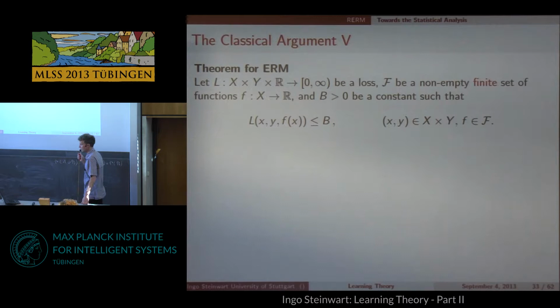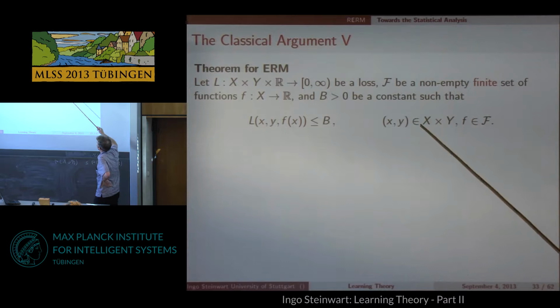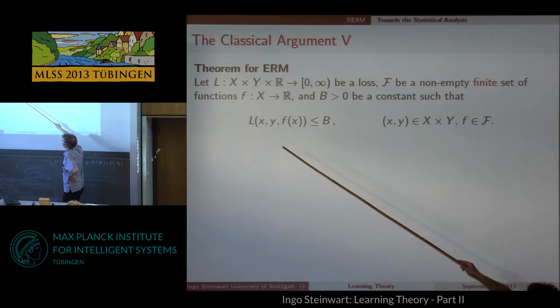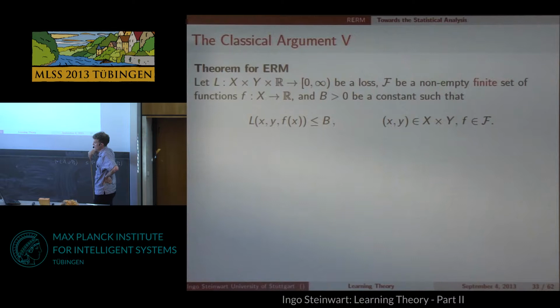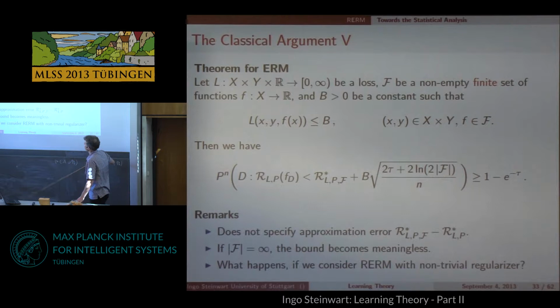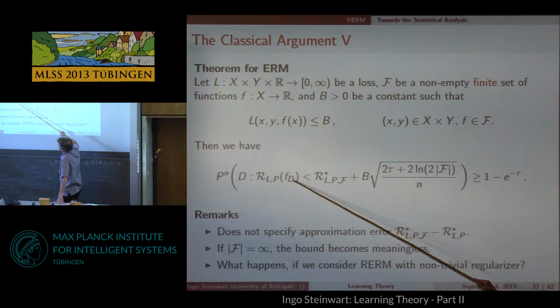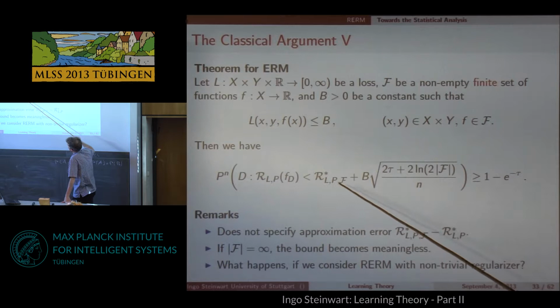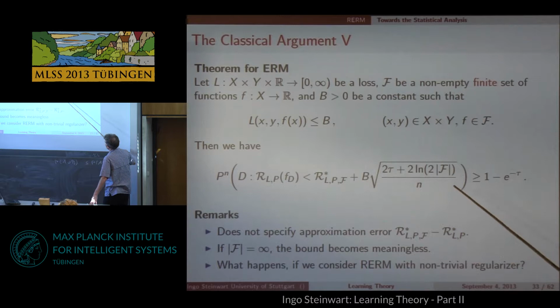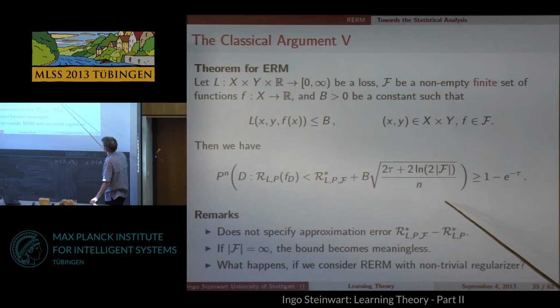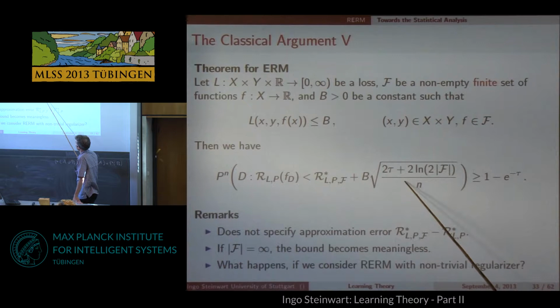And the corresponding result looks the following for empirical risk minimization over a finite non-empty set of functions and loss functions, which just assume this boundedness condition I've mentioned on the previous slide. So these are the assumptions. And now the result says that the risk of the predictor f_D for the data set D is smaller than the best risk in our function class script F plus some error term. And this inequality holds with high probability. Again, we have to think about tau being large so that this one is close to 1 and n large so that this one becomes small. So this one is, with high probability, smaller than this plus this error term. This error term is O of 1 over square root of n.